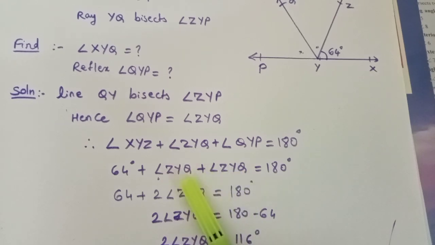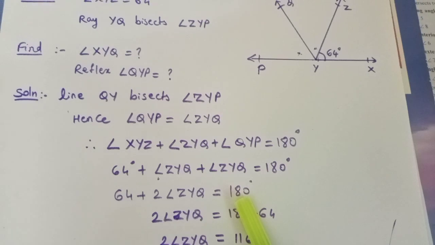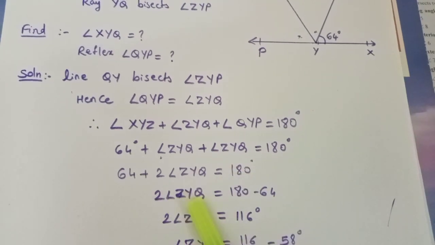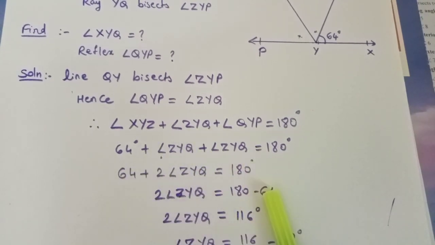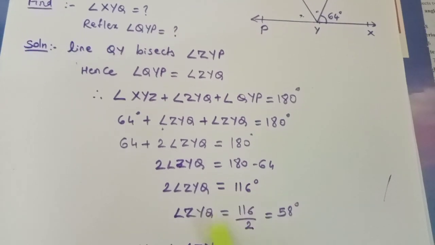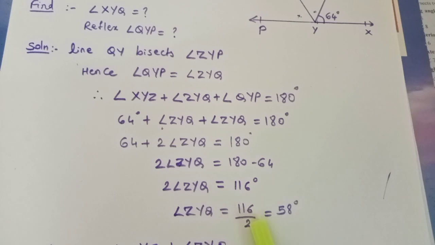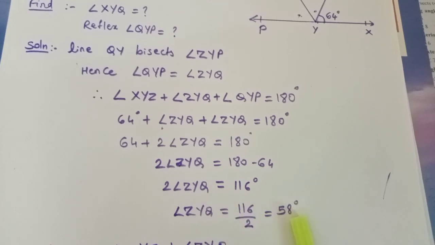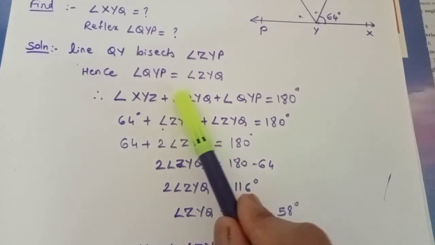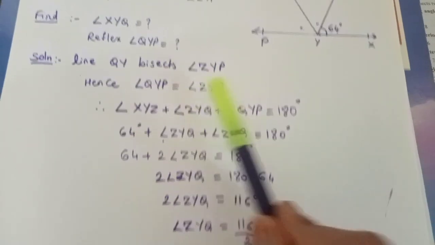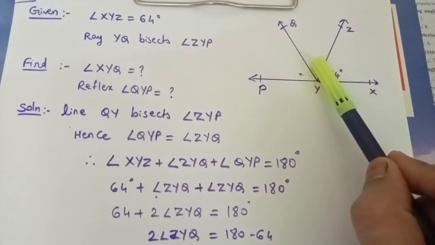Now these two are the same. So you can write it as twice of angle ZYQ equals 180. So to find twice of angle ZYQ, 180 minus 64 you have to do. It comes to 116. And twice the angle of ZYQ is 116. This 2 will come over here. 116 divided by 2 is 58. That means the measure of each angle is 58. This is also 58 and this is also 58.